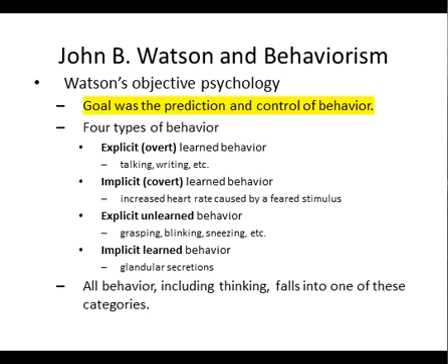So, in Watson's objective psychology, the goal was the prediction and control of behavior. He saw four types of behavior: explicit, overt, learned behavior such as talking and writing; implicit, covert, learned behavior, increased heart rate caused by feared stimulus; explicit, unlearned behavior, grasping, blinking, sneezing; and implicit, unlearned behavior, glandular secretions. All behavior, including thinking, falls into one of these categories.